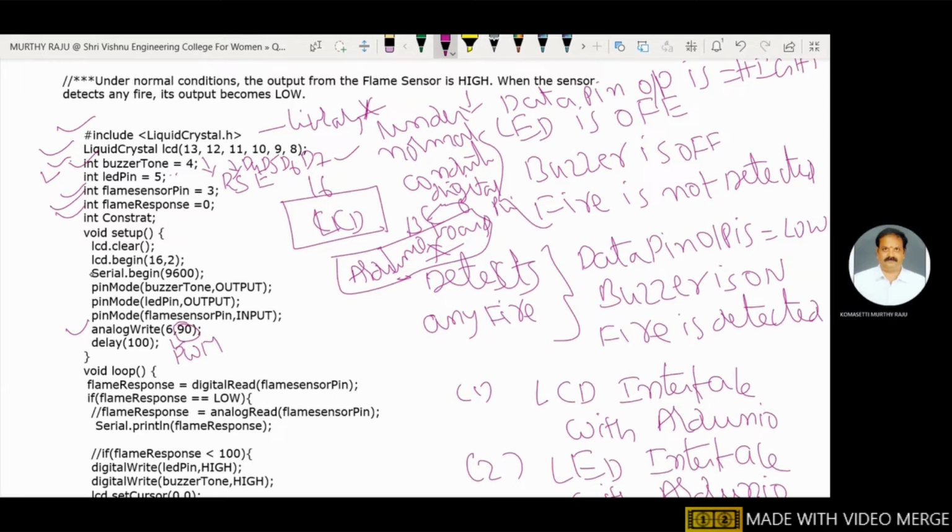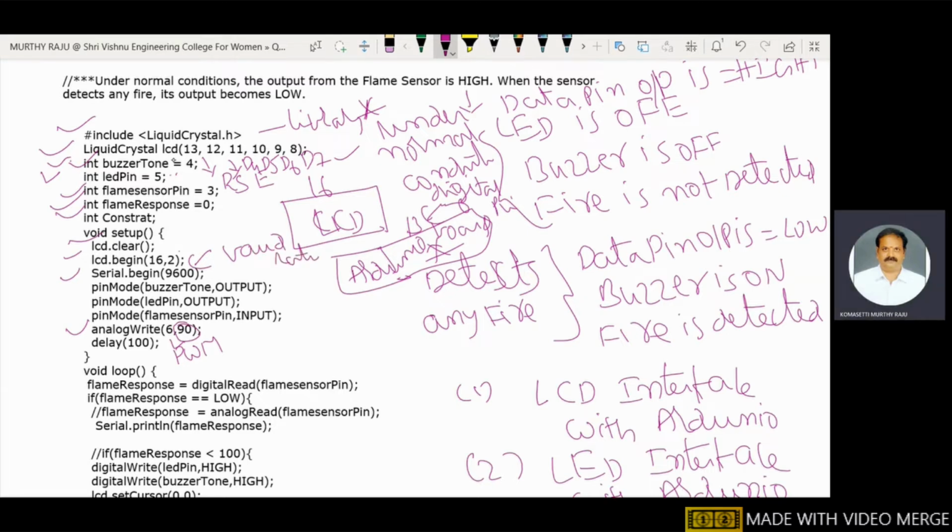Next one, void setup. Initially, LCD dot clear, the LCD is cleared. LCD dot begin 16,2: 16 columns and 2 rows. Serial dot begin 9600. That means the speed of the operation between the devices is 9600. That is the baud rate.